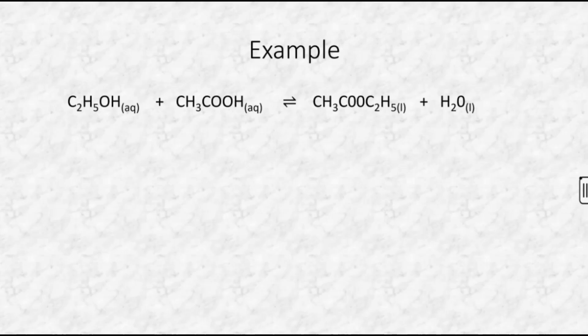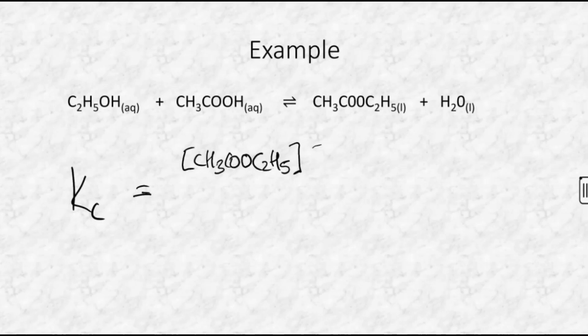We can see in our balanced equation that there is 1 mole of each reactant and 1 mole of each product. To write the expression for the equilibrium constant, Kc, this equals the concentration of ethyl ethanoate times the concentration of water, both to the power 1 because there is 1 mole of each in the balanced equation. When it's just 1 mole, we don't write that 1 in. It doesn't mean anything when it's just a 1. If it's any other number, you do write it in because it does make a difference.